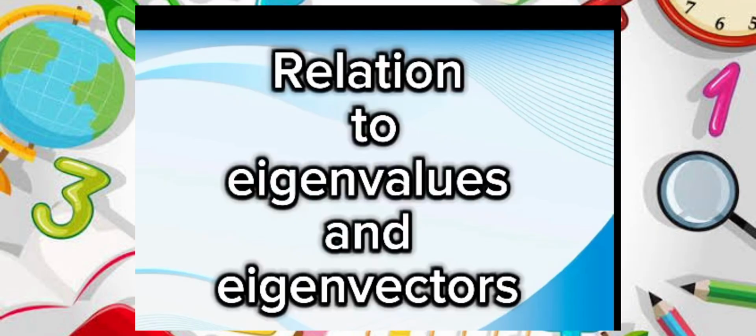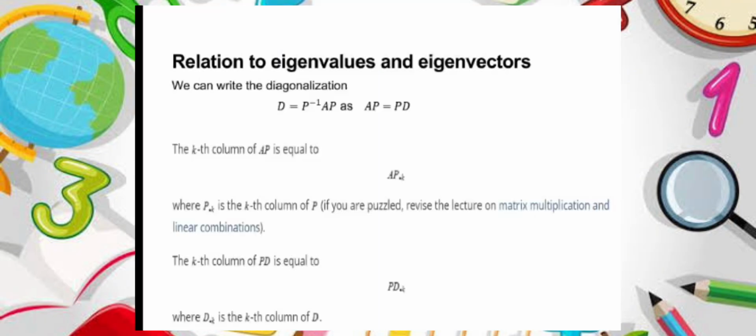My topic is the relation between diagonalization and eigenvalues and eigenvectors, which are fundamental in linear algebra. We can write the diagonalization D equals P inverse AP as AP equals PD. The k-th column of AP is equal to A P_k, where P_k is the k-th column of P. If you are rusty, revise the lecture on matrix multiplication and linear combinations.